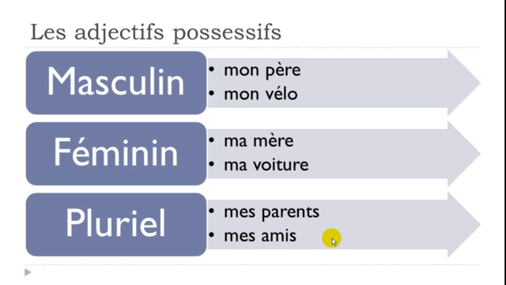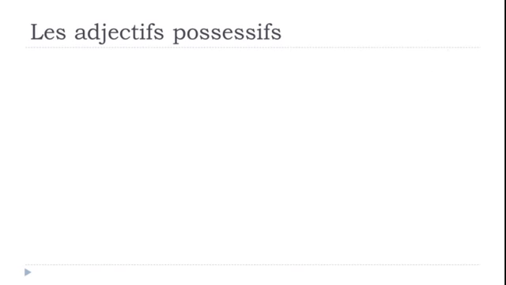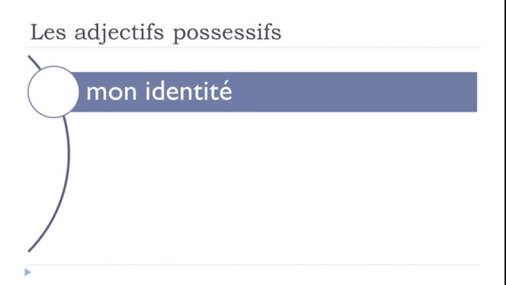All right, so I hope it's clear, because of course, as usual in French, we've got some exceptions, and the exceptions are for the feminine words, like identité, for instance. Identité, so it does mean identity, okay?